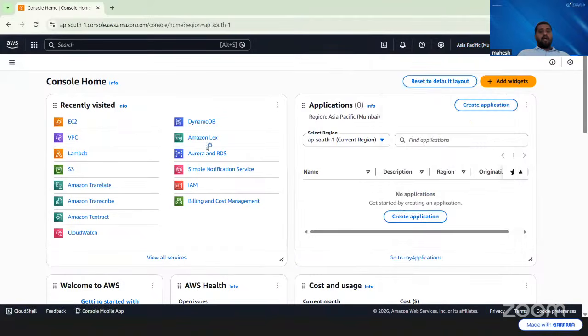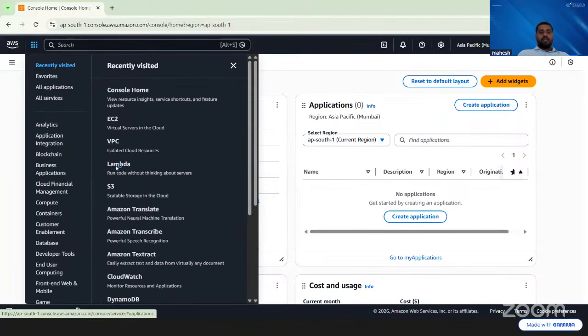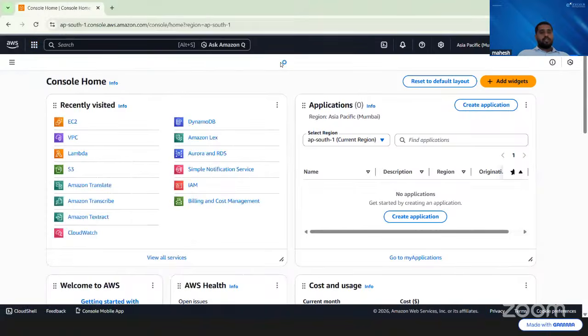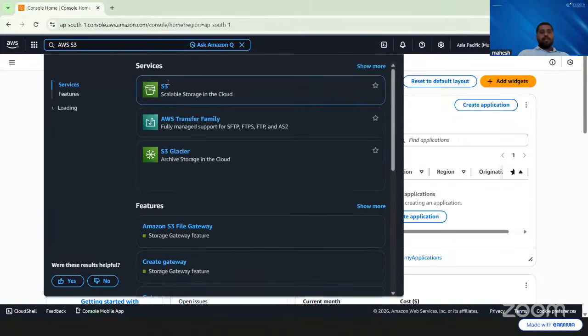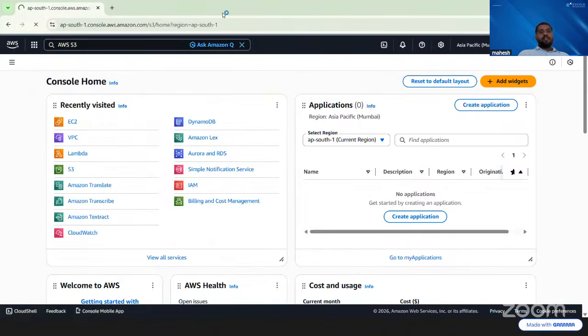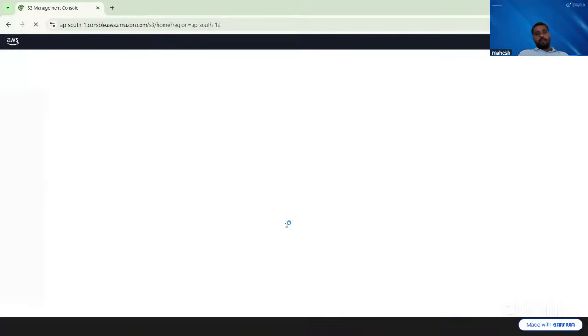Now here we can select from the services. See, this many services are there in AWS. Obviously it's difficult to discuss all of them. We have too many services provided by the cloud provider, so we can manage everything we require. Today we are going to discuss a service called AWS S3. Click on S3, which is a scalable storage inside the cloud platform.